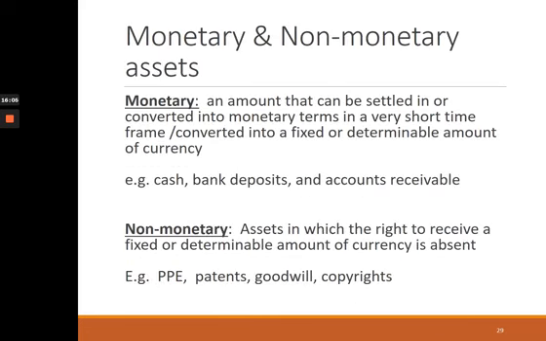So what I've got on my slide is the definition of monetary and non-monetary. This doesn't appear in your chapter, so this is for your information. Monetary means an amount that can be settled in or converted into monetary terms in a very short time frame, converted into a fixed or determinable amount of currency. So examples of monetary would be cash, bank deposits, or accounts receivable. Non-monetary, these are assets in which the right to receive a fixed or determinable amount of currency is absent. So examples of non-monetary assets would be property, plant, and equipment, patents, goodwill, and copyrights.